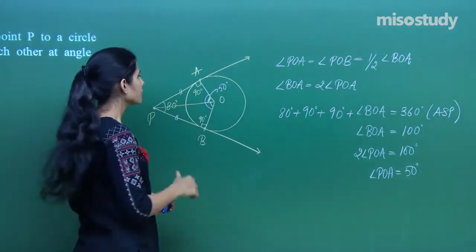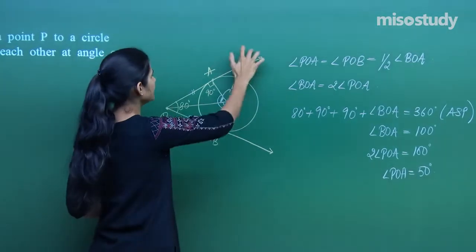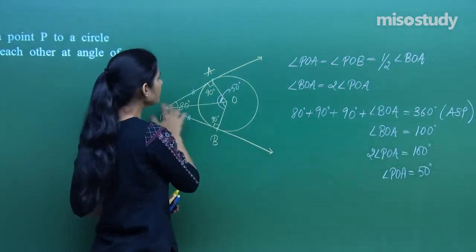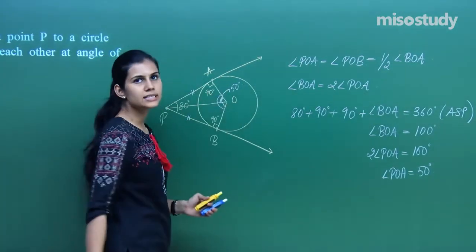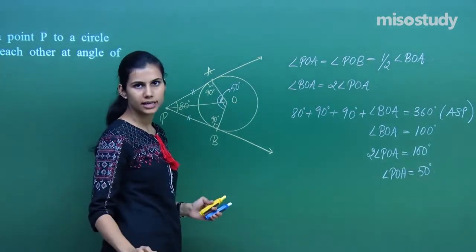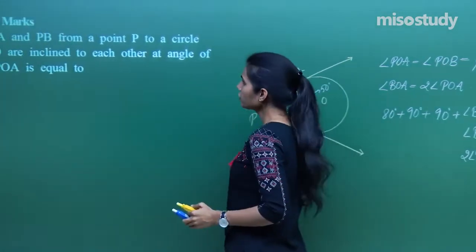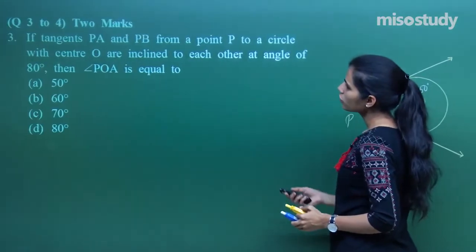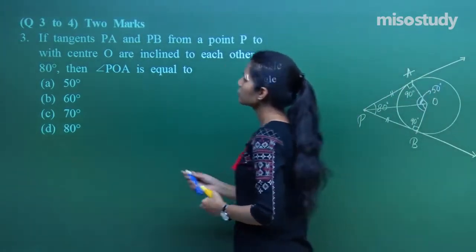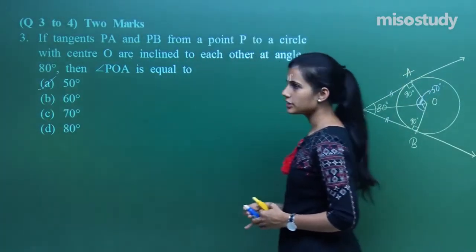Is it clear? You can directly use the result also that two tangents drawn from an external point to a circle subtend equal angles at the center. We have proved it in our theory lectures. Now that we are through with this, let's take a look at the next question. Obviously over here, your correct answer is option number A, that is 50 degrees.